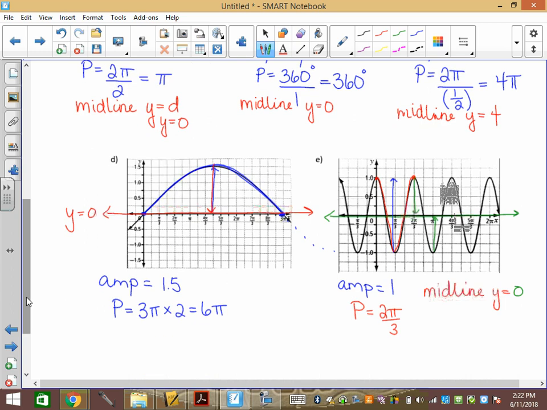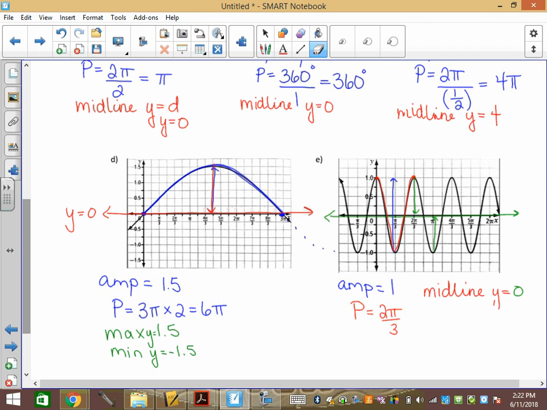Off the graph, max and min values are really easy. What's the maximum? 1.5. What's the min in this case? y equals -1.5. What's the max on this one? 1. y equals 1. What's the min?